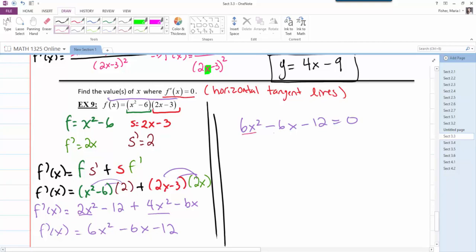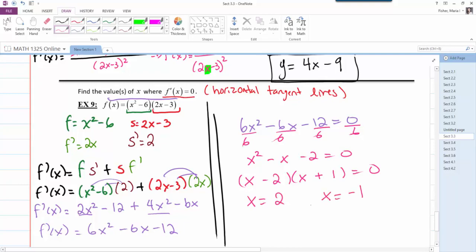Well, first thing I notice is that everything's divisible by 6. So I'm going to start off by dividing by 6 to make this quadratic a little easier. So x squared minus x minus 2 is equal to 0. And then I want to factor: x and x. The only things that multiply to negative 2 and add to negative 1 are a negative 2 and a positive 1. So we end up with x is equal to 2 and x is equal to negative 1. So the values of x where the first derivative is equal to 0 are at 2 and at negative 1. That's it for section 3.3.